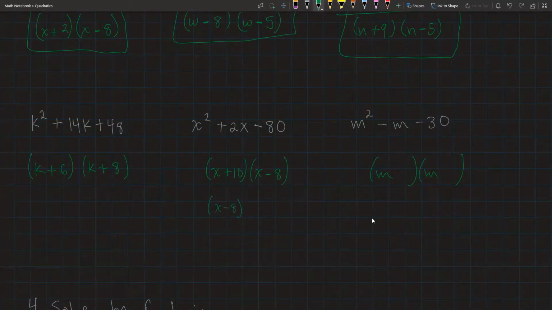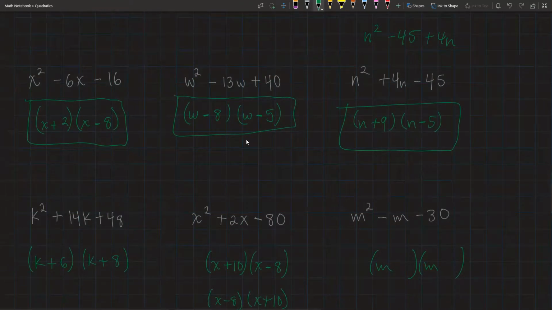Oh, I like to point out, if you ever write these in the opposite order, like x minus 8 times x plus 10, that is the absolutely correct answer. They're the exact same thing. In multiplication, the order doesn't matter. Remember that we're multiplying something times something else. So the order in which you write them doesn't matter. For any of these, if you reverse the order, as long as they're the correct signs, however, all right?